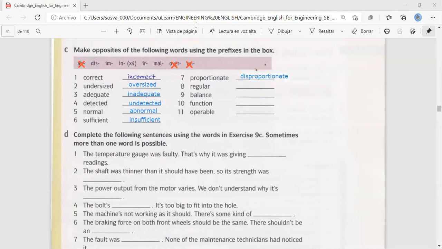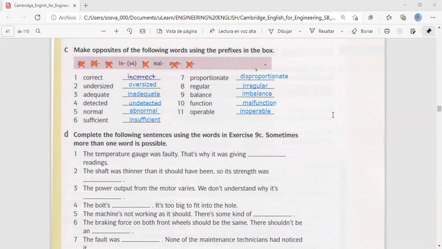And we cross this. Regular, irregular. Irregular is irregular. Balance is imbalance. Function, in this case, is malfunction. And operable is inoperable. And that's the last one that we use. Exactly.